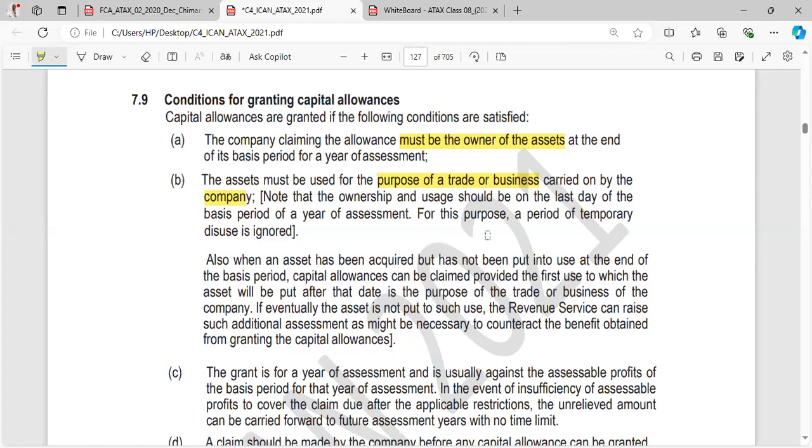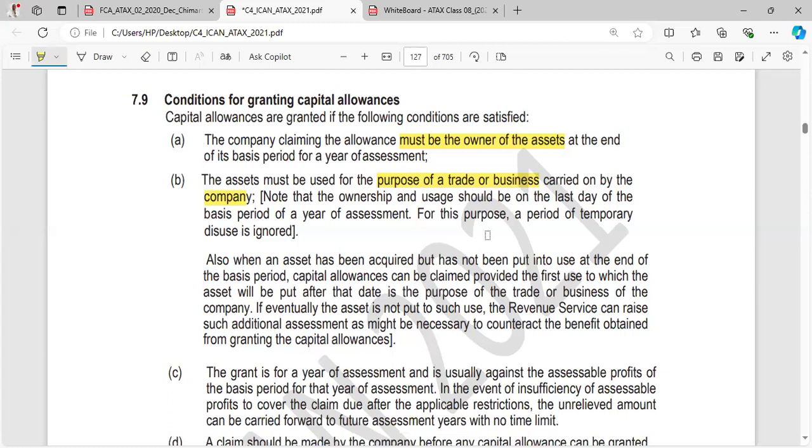Now, when an asset has been acquired but has not been put into use at the end of the basis period, capital allowances can be claimed provided the first use to which the asset will be put after the date is the purpose of the trade or business of the company. If eventually the asset is not put into use, the revenue service can raise such additional assessments as might be necessary to counteract the benefit obtained from granting the capital allowance.